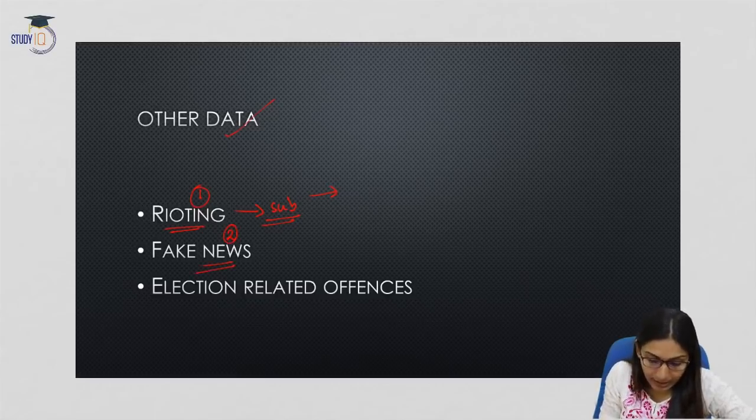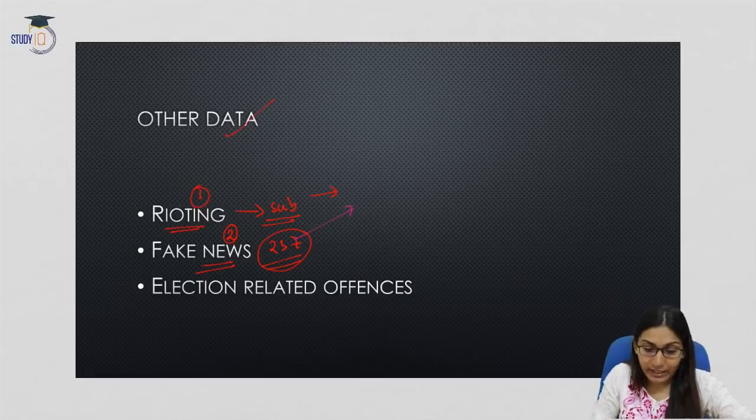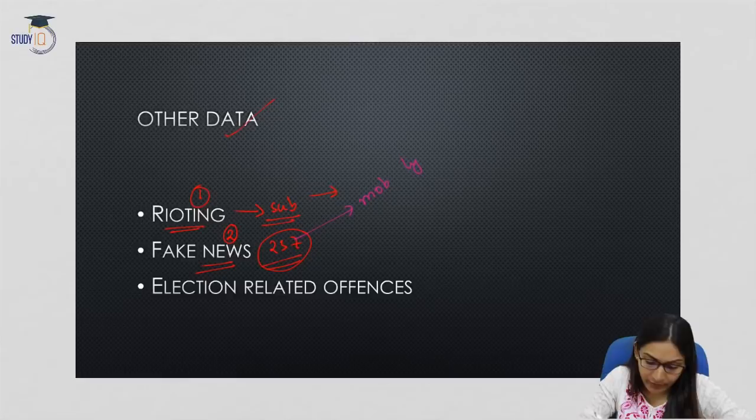Now second one is regarding fake news. Around 257 offences have been recorded. Now when we talk about fake news, we can connect it with mob lynching as well. And fake news is one very important trigger factor for mob lynching in India. And this is just 2017 report.